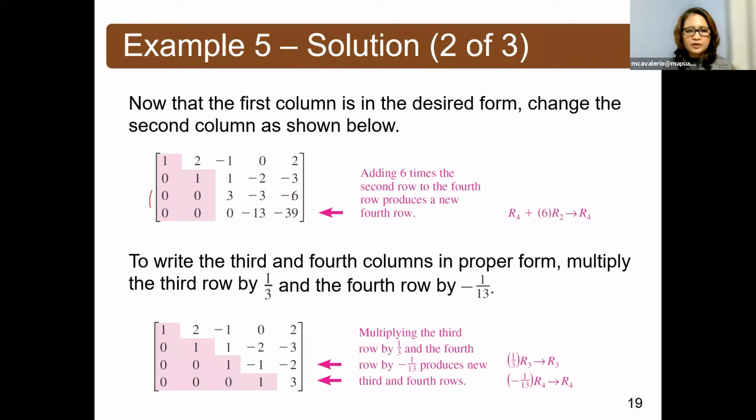Say if we multiply row 3 by 1/3, then this one becomes 1. Negative 3 times 1/3 becomes negative 1. And negative 6 times 1/3 becomes negative 2. And then we already have a 0 below that one.